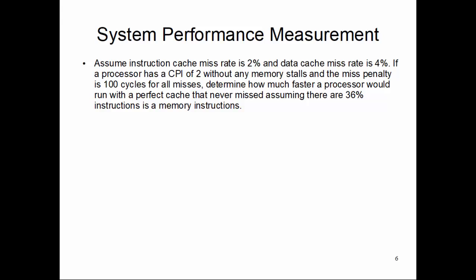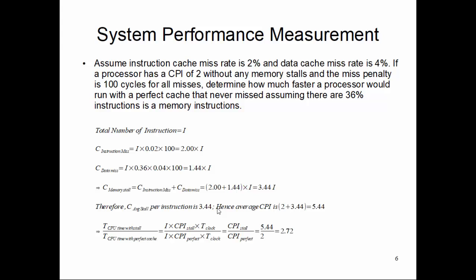So what we are trying to do here: we are given that 36% of the total instructions are memory instructions. We are given the miss rates for the data cache and instruction cache, and a processor takes 2 CPI without any memory stall, and if there is a miss, it incurs 100 extra cycles. We need to determine how much faster this processor would run with a perfect cache, which means your miss rate is 0% for both instruction and data cache.